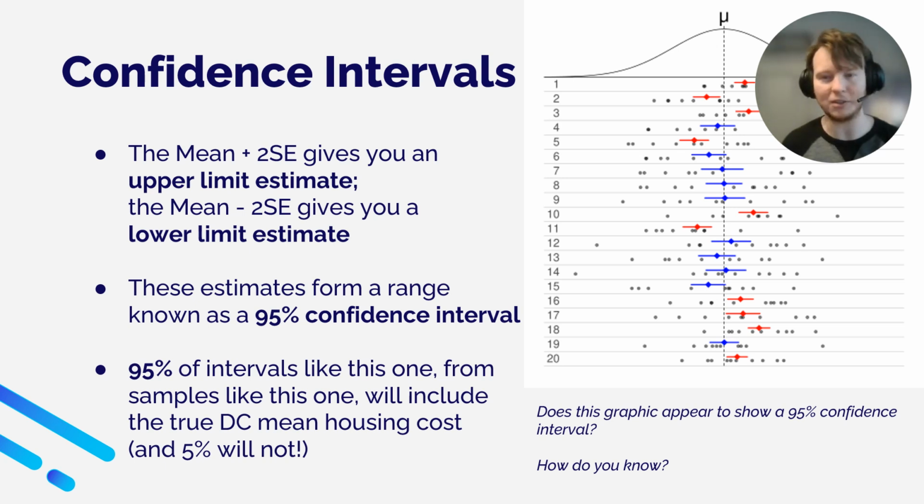To test students' understanding of this concept, ask them whether the graphic on the right shows a 95% confidence interval. If they understand this, they'll notice that there are too many misses. In fact, half the intervals do not include the true mean, and only 50% of them do. So this is probably a 50% confidence interval shown on the right.